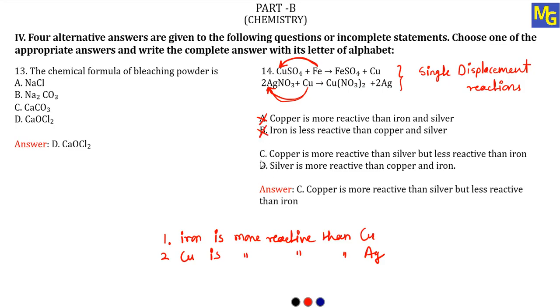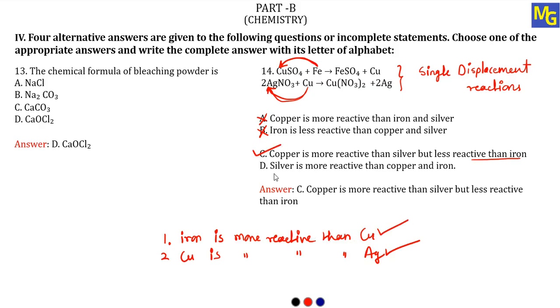If you see C option, copper is more reactive than silver. Yes, it is correct. Copper is more reactive than silver and less reactive than iron. If you see in the first one, iron is more reactive means what? If you reverse it, copper is less reactive. So this is also correct. So here option C is the correct one.